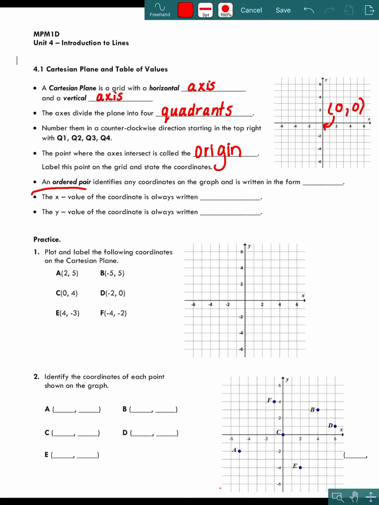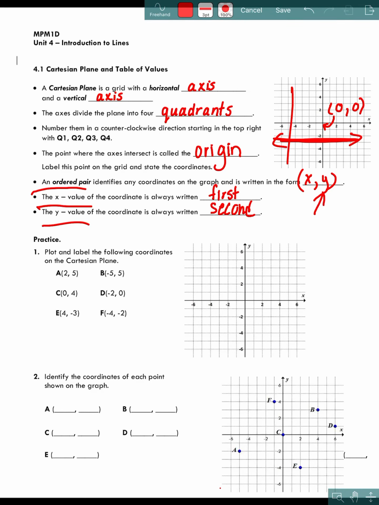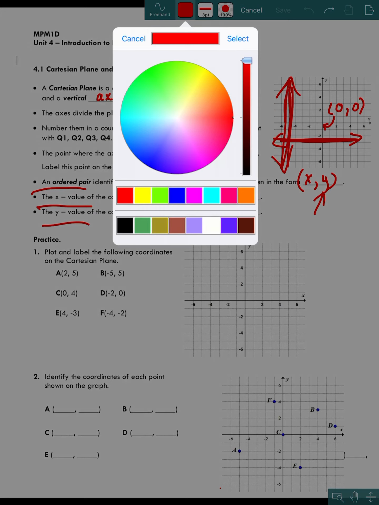An ordered pair identifies any coordinates on the graph and is written in the form (x, y). So the x value of the coordinate is always written first. That means the first number is telling you how far you're going to go back and forth this way. The y value of the coordinate is always written second, and the y value is telling you how much you're going up or down.